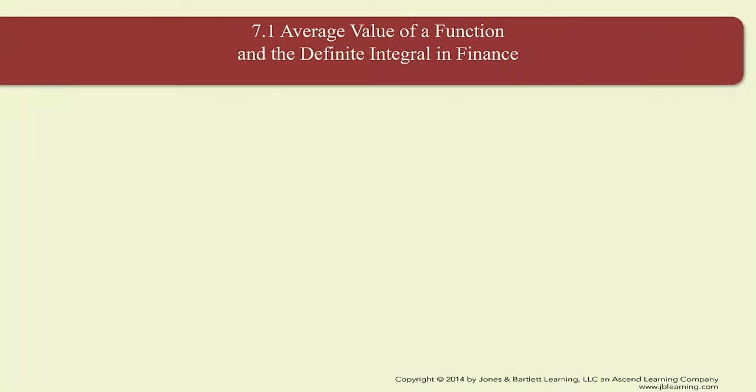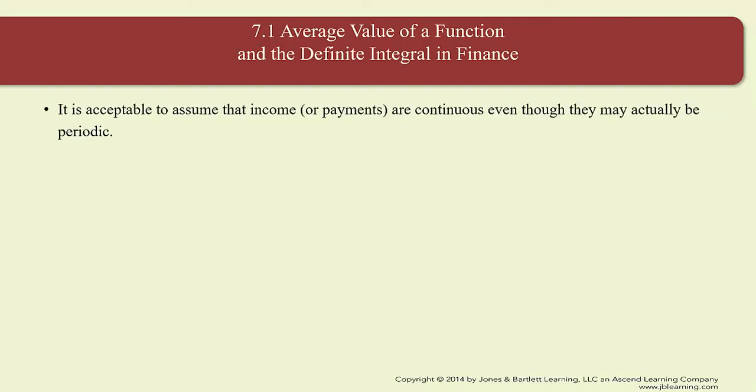All right, after working through that example, and hopefully you were able to do number 42, it's going to be acceptable to assume that incomes or payments are continuous, even though they may actually be periodic. For example, the gas company, the electric company, you pay that on a month-to-month basis. You get a bill once a month. You pay it once a month. But from the gas company or the electric company's point of view, because there's a monitor on the house monitoring usage, it's kind of thought of as a continuous income stream.